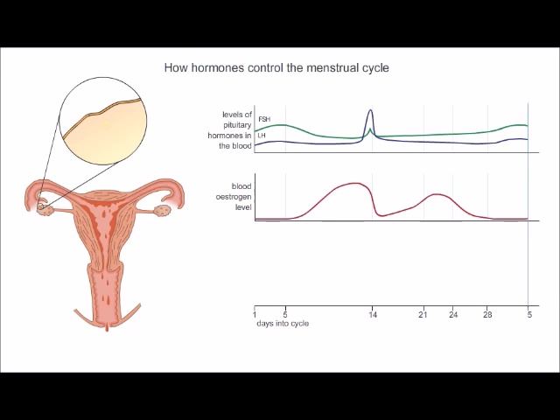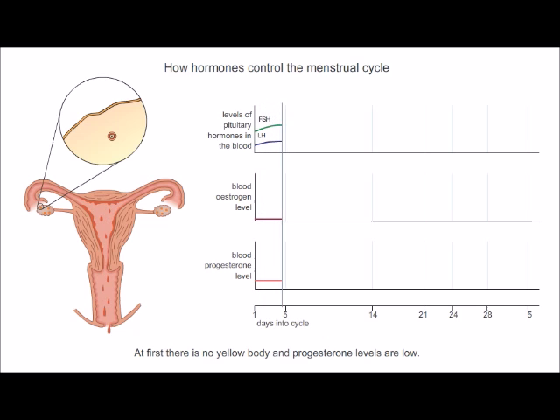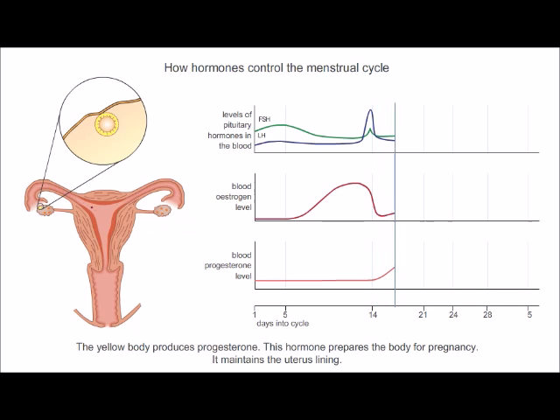Also in this session we'd like to look at progesterone levels. The yellow body produces progesterone, so that helps you to remember that there's no progesterone in the first parts of the cycle. There won't be any until after the ovulation step. So we get to day 14 here, we get ovulation, then we get the production of the yellow body. The yellow body produces progesterone, and that hormone prepares the body for pregnancy.